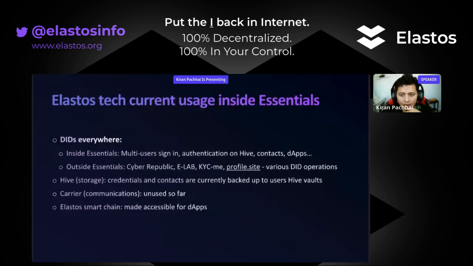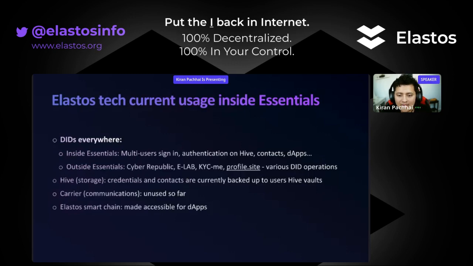All right, Elastos Tech current state. So currently we have DIDs everywhere. We have multi-user sign-in authentication on Hive. And then outside Essentials, there's Cyber Republic, eLab, KYC.me, Profile.site, many other things related to DID operations. And there's Hive that we talked about briefly that is used to store all the application data. Carrier is used to communicate. So with Carrier, you can build different chat applications. We talked about the contacts feature earlier on Essentials. The goal is to integrate Carrier there, so you'll be able to easily interact with other people using the DID. It is unused so far, but the goal is to utilize it in the future going forward.